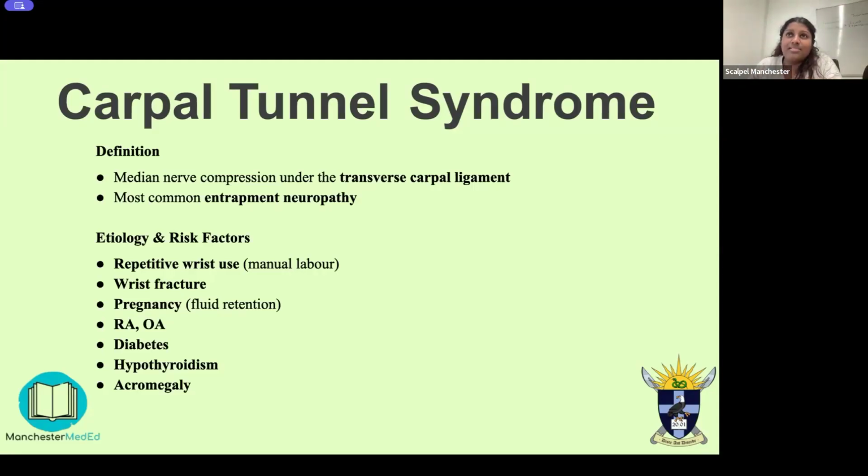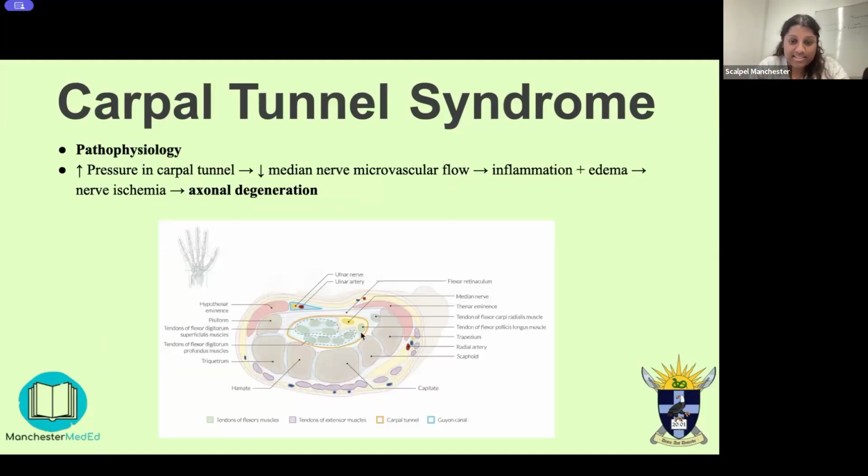Diabetes is kind of a weird one, but it makes sense with peripheral neuropathy, so we could see the glove and stocking distribution start to appear and therefore affect the nerve as well. Hypothyroidism is just a rogue one. I wish I could explain that better, but I don't know. And acromegaly is because all of the joints get bigger and there's less space. So mostly with carpal tunnel, if you think about it, what causes it is increased pressure within that tunnel. It's either the bones grow bigger, there's some sort of trauma to the nerve, or something squishing it.